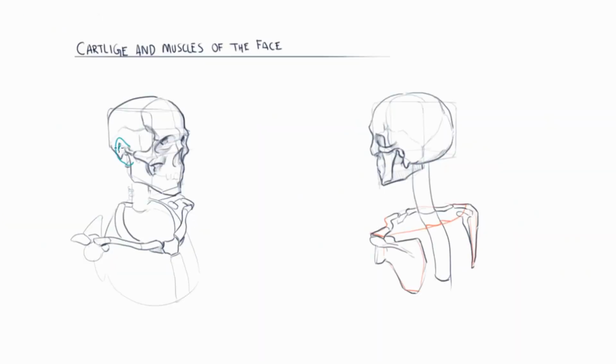Alright, so let's take a look at some of the cartilages and muscles of the face. The structures of the ear and nose are formed by cartilages that have those characteristic shapes. I'll be doing a future video on facial expressions and different characteristics of faces, so I won't be going too in depth on the movements of the facial muscles today, but I'll give you a rough overview of their placement and function.